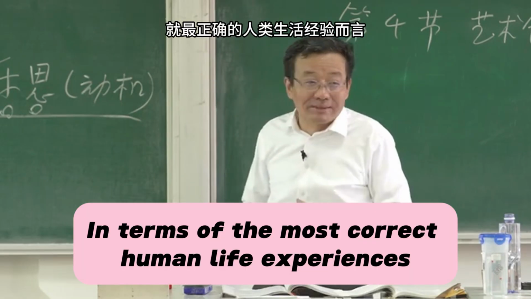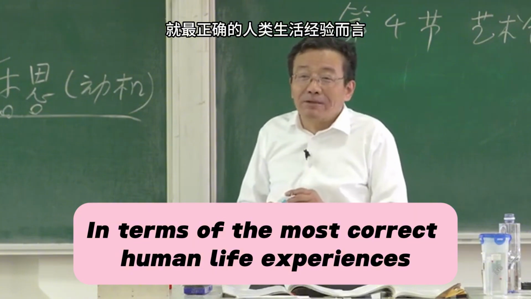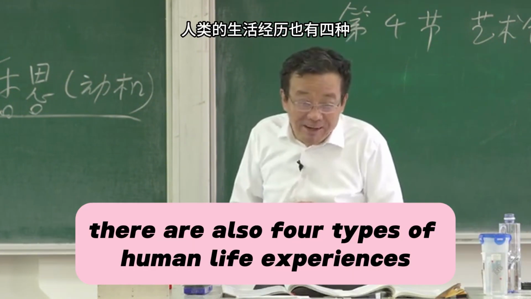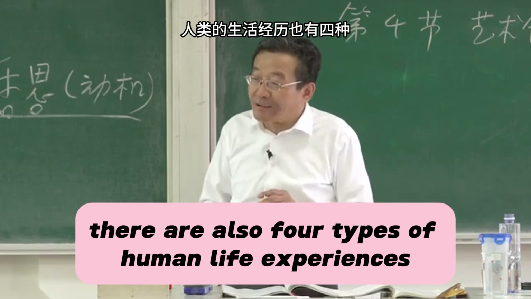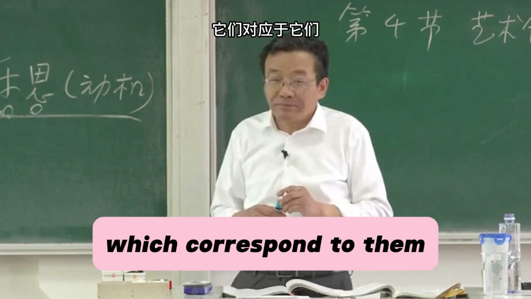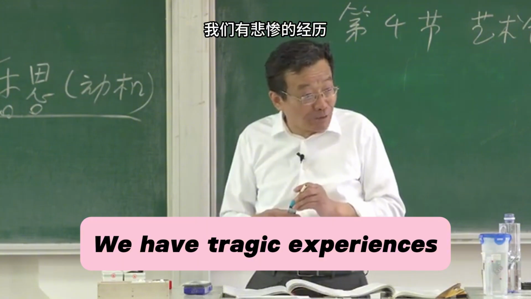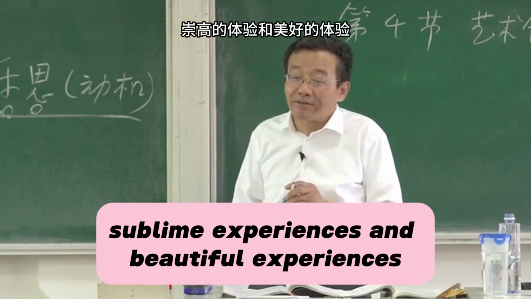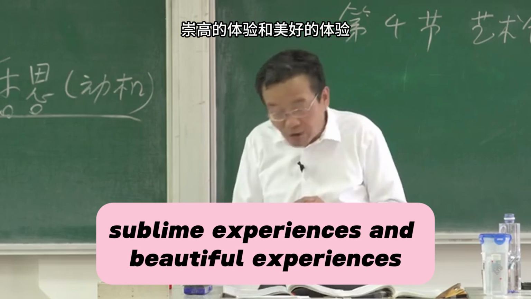In terms of the most correct human life experiences, there are 4 types of aesthetic images. Well, there are also 4 types of human life experiences, which correspond to them. We have tragic experiences, comic experiences, sublime experiences, and beautiful experiences.